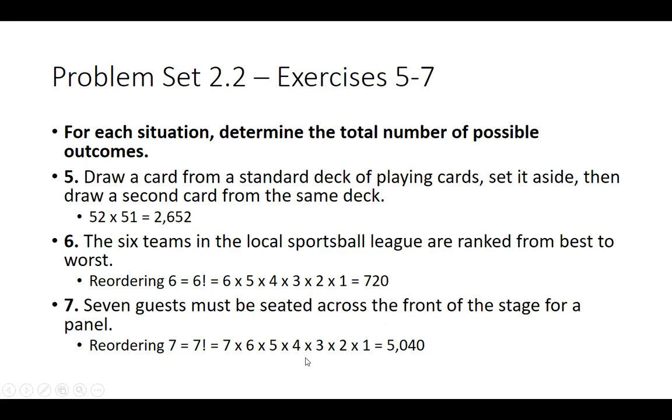Number 5, we want to draw a card from a standard deck of playing cards, set it aside, then draw a second card from the same deck. So for our first draw, there are 52 possibilities, but then we take that card and set it aside. So for the second draw, there are 51 possibilities. 52 times 51 gives us 2,652 outcomes.